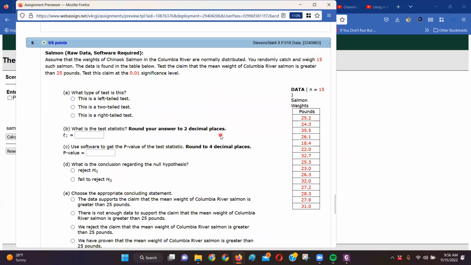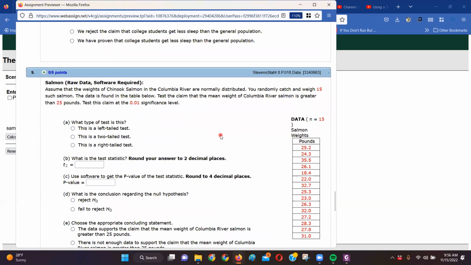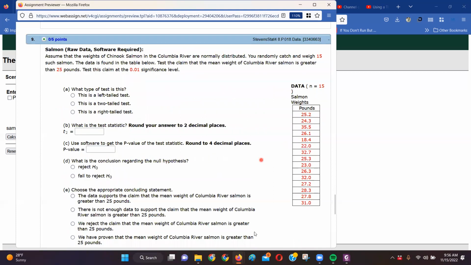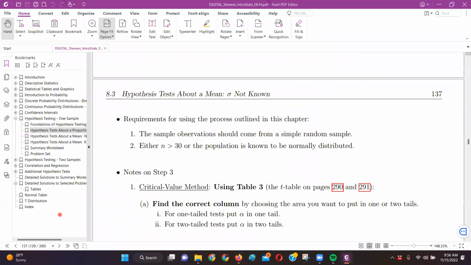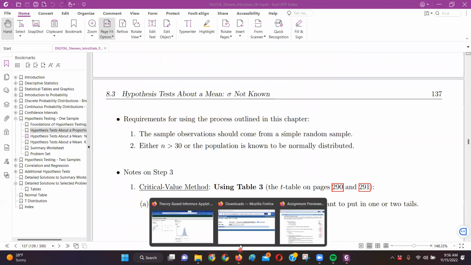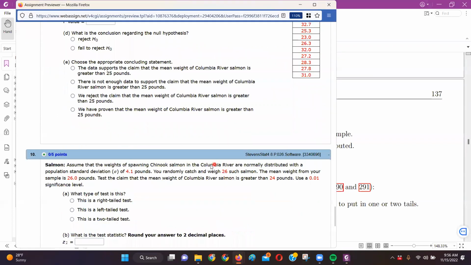I posted a video on how to do that in the week 8 discussion forum, so I won't do this here. But that's the same test, a one sample t-test. We know the parent population is normally distributed, so it's okay that we've got fewer than 30 salmon. Okay, so again, that's in section 8.3. I think it's 8.3, right? Yeah, 8.3.